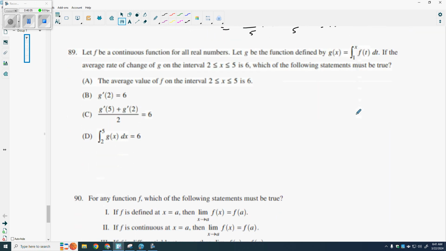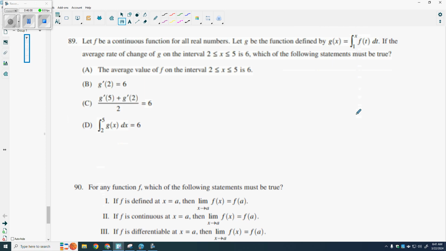89. F is a continuous function for all real numbers. G is defined by that. If the average rate of change is that, which of the following statements must be true? So let me just really quickly do what we always want to do. If G is defined as an integral, let's find out what G prime is. So G prime is f of x. The average rate of change on the interval is 6. So average rate of change of G. What is the average rate of change of G?